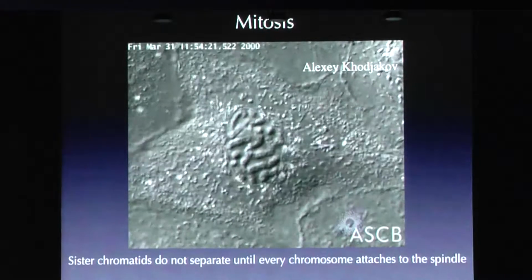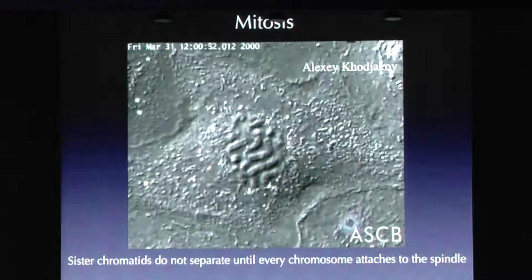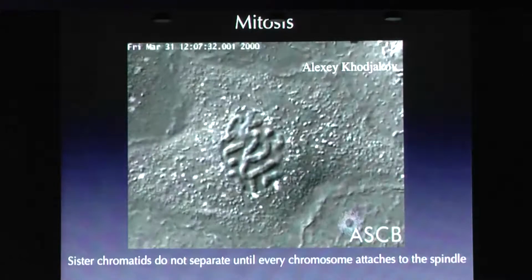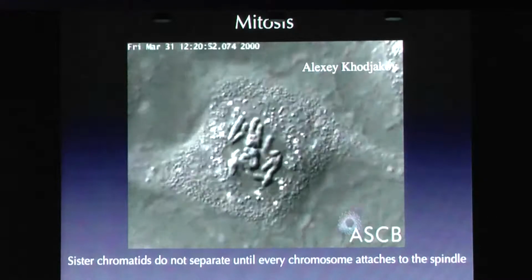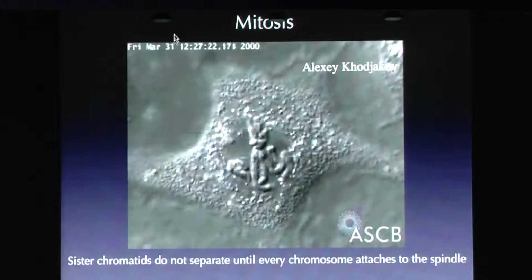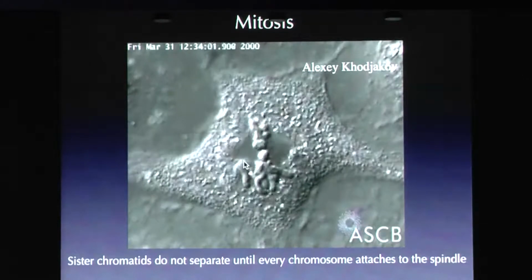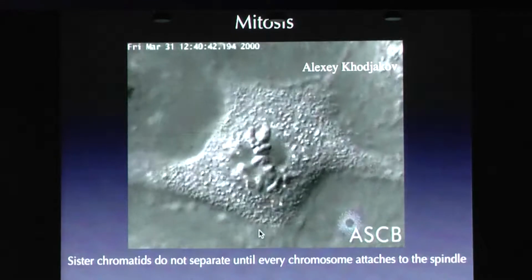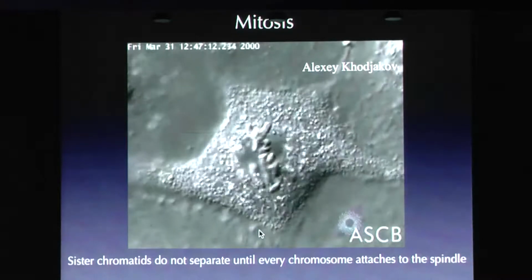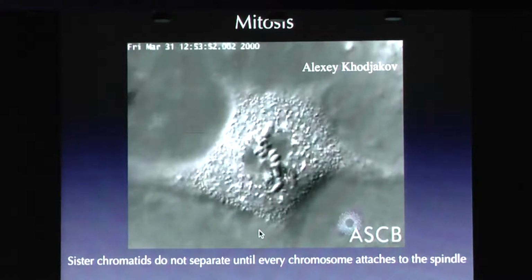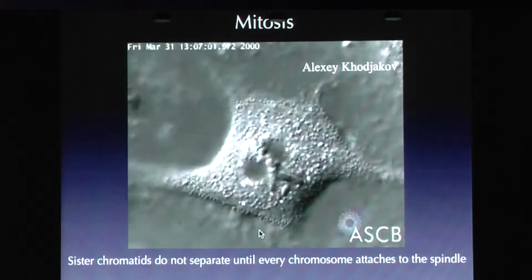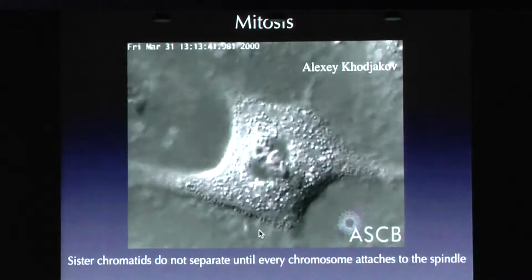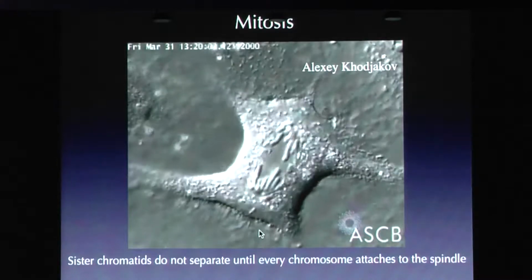So the key question, or the key problem that mitosis has to solve, is to ensure that when the cell separates, each of the two daughter cells receives an equal and identical complement of the genome. And what you can see is that this cell is waiting until the last chromosome attaches to the mitotic spindle, which will pull the two sister chromatids apart. So it's only after the last chromosome attaches that you get sister chromatid separation, and following that, cytokinesis.